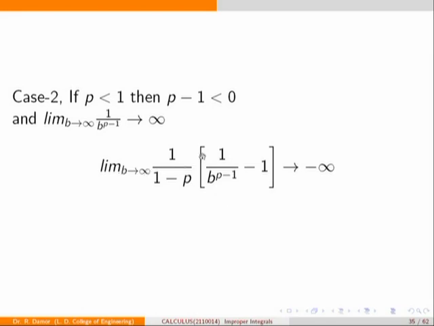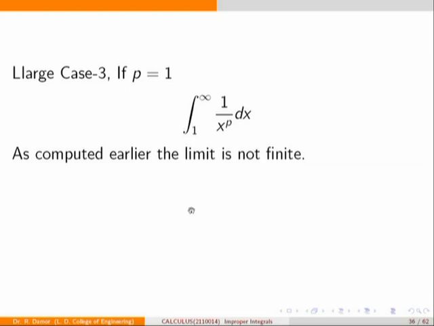So as b tends to infinity, this goes to infinity, so the whole term goes to infinity, which is not finite in case 2. Now what about the third case?